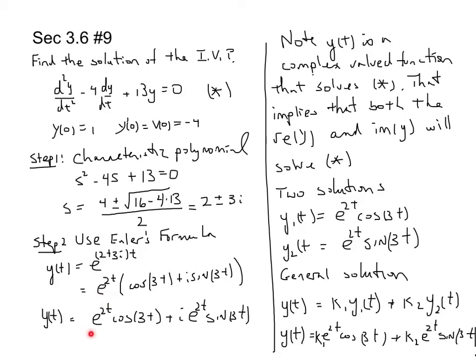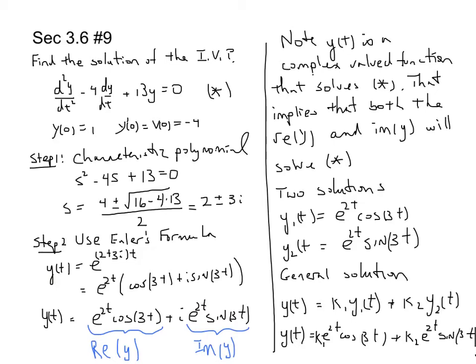Distributing the e to the 2t, we have a real component. This part is the real part. y of t is a complex valued function. This would be called the real part of y, and this would be called the imaginary part of y. But note that the imaginary part of y has no i's in it. It is a real valued function.